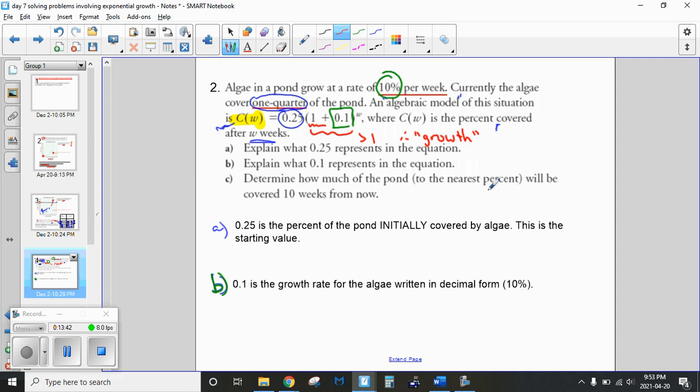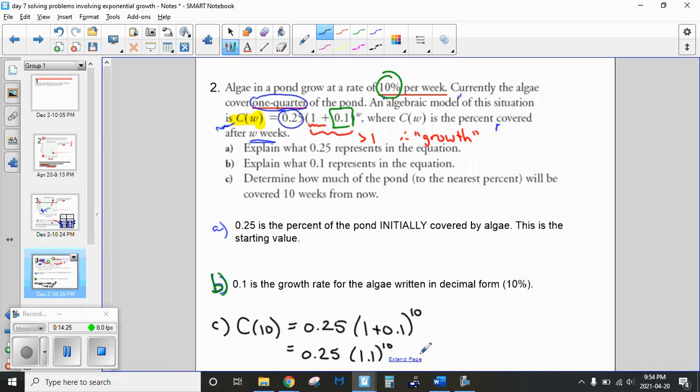All right, our last question here: determine how much of the pond, we can round to the nearest percent, will be covered 10 weeks from now. So this one we're going to do a calculation. And we're going to calculate the amount covered, C, after 10 weeks. So I'm replacing W in the formula with 10. So I'm looking up at the formula in the question. 1 plus 0.1, and the exponent W is now going to be the number 10. Okay, so this can be simplified for sure. We can add together the numbers in the brackets to get 1.1.